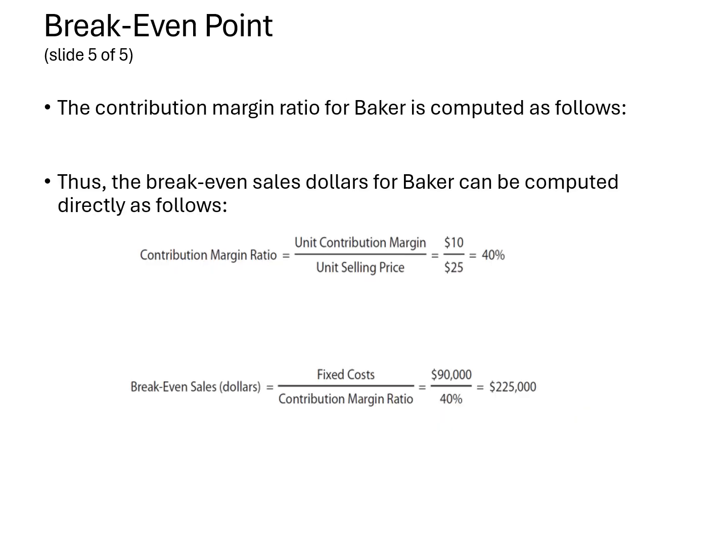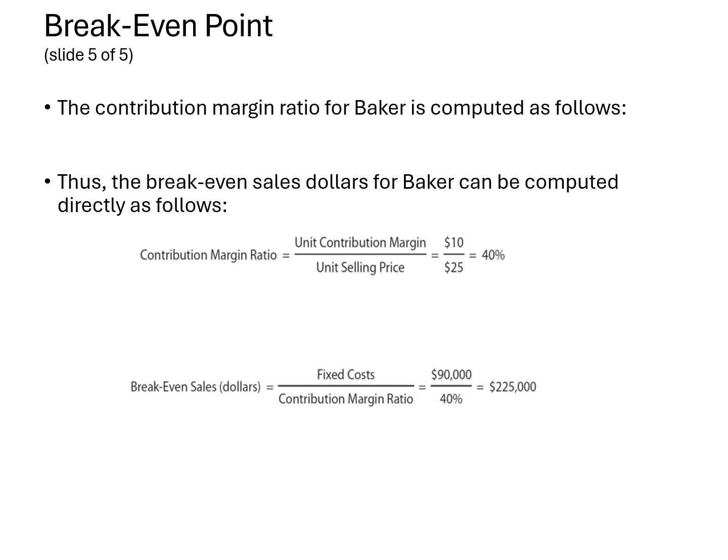First, let's just do a reminder of how to calculate that contribution margin ratio. It's going to be your contribution margin, the unit contribution margin, divided by unit selling price. So here, 10 divided by 25 equals 40%. This is our contribution margin ratio. To calculate break even in sales dollars, we have fixed costs, 90,000, divided by contribution margin ratio, 40%. And we can see that if we sell $225,000 of sales, then we will break even.